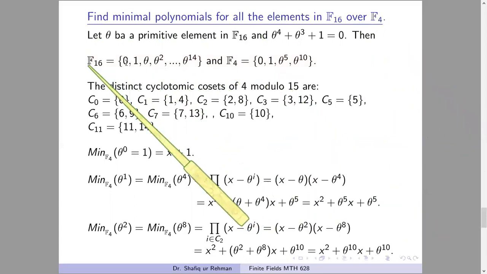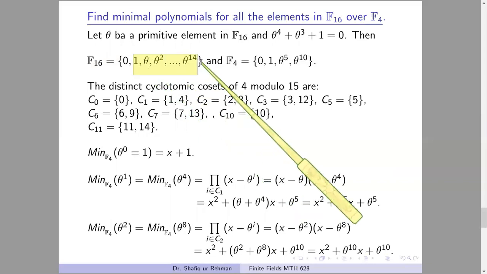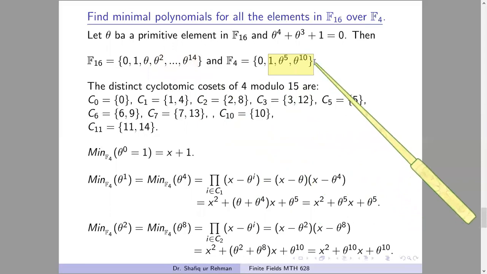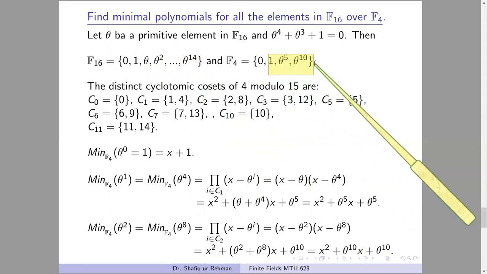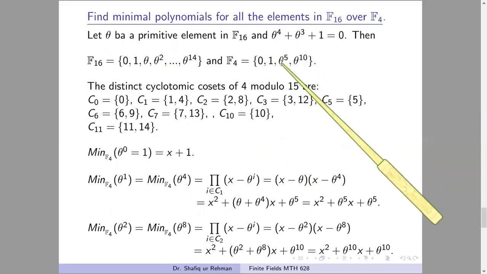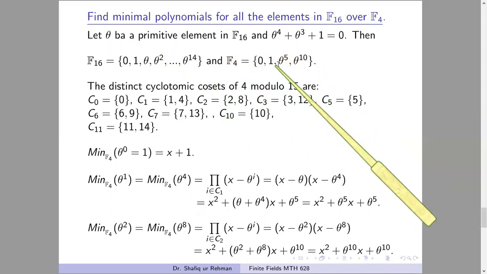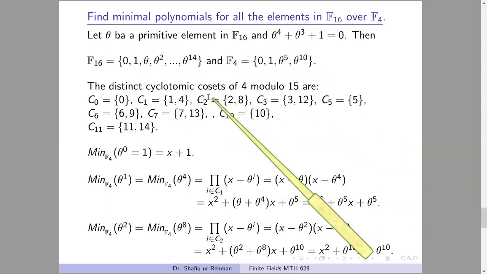And if F16 is generated by theta, then this part will have order 15. So it means this part should have order 3, and it means this part should be generated by an element of order 3, and that is given by theta power 15 over 3, that is theta 5. So this is a subfield of this field, and it consists of 0, 1, theta 5 and theta 10.